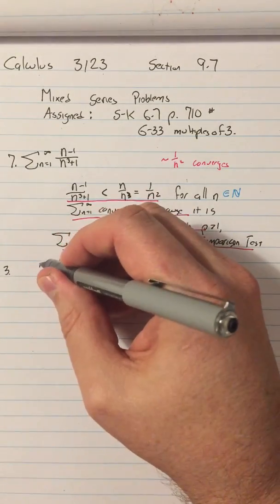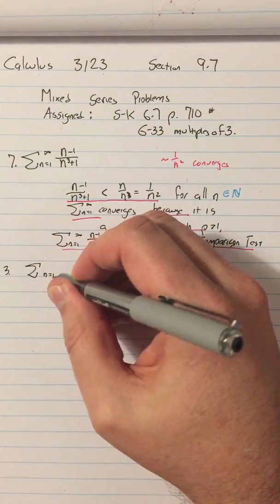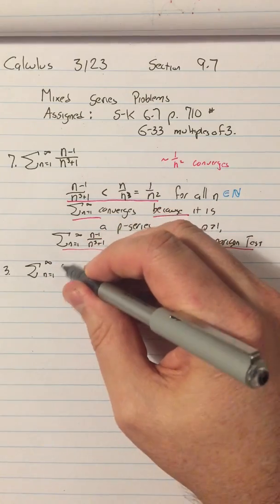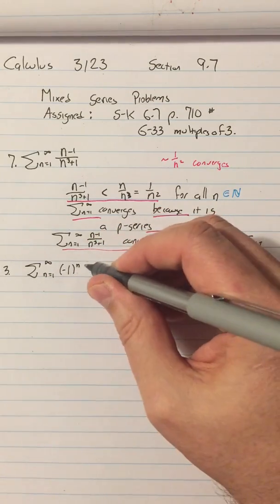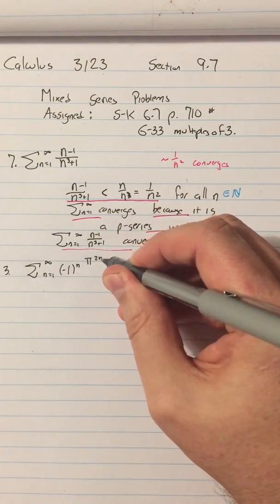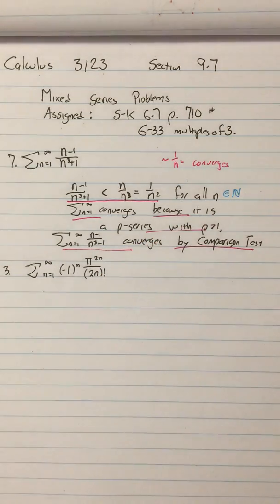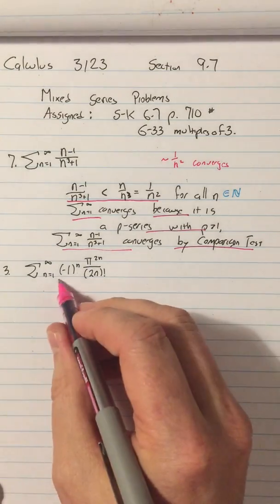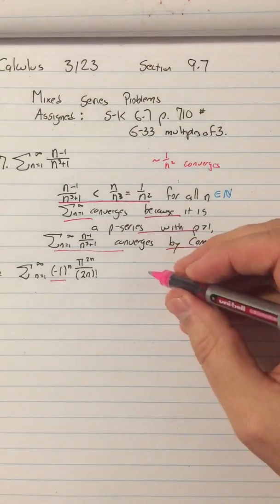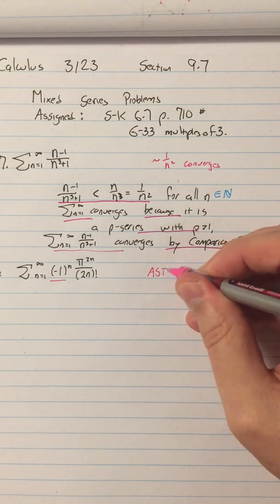So in number 13, we see the sum from n equals 1 to infinity of negative 1 to the nth power, pi to the 2n over 2n factorial. Thinking in terms of strategies, the first thing I want to do is notice this negative 1 to the n and say, I could use the alternating series test. So is that something I should do?